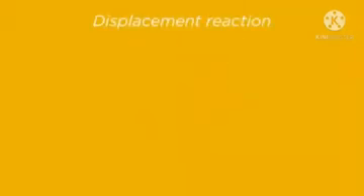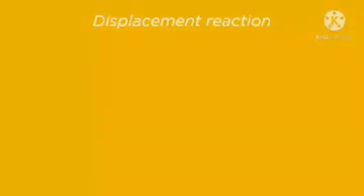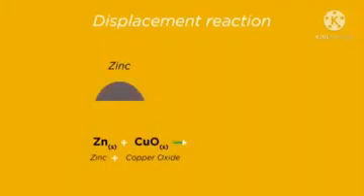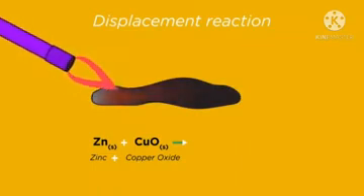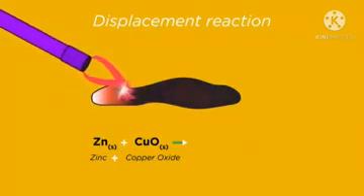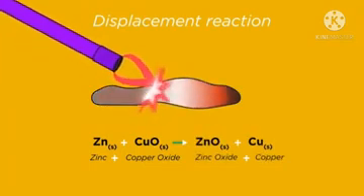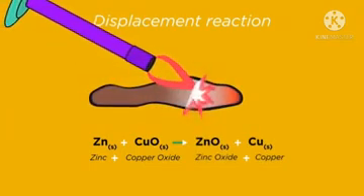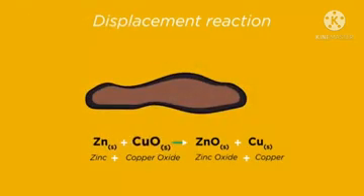A displacement reaction is simply when one element pushes out or displaces another from a chemical compound. For example, if a mixture of grey zinc powder and black copper oxide powder are mixed and then heated strongly, causing the reaction to start, we see a violent chemical change, lots of heat and light, making red copper powder and white zinc oxide. Zinc plus copper oxide equals zinc oxide plus copper.